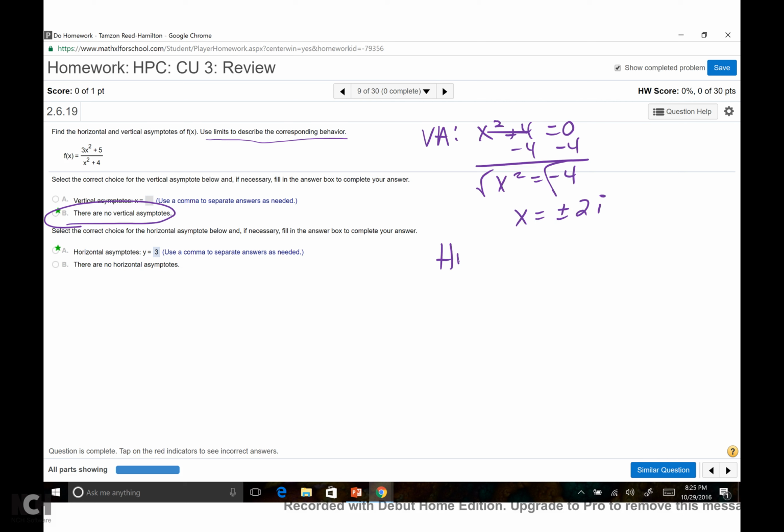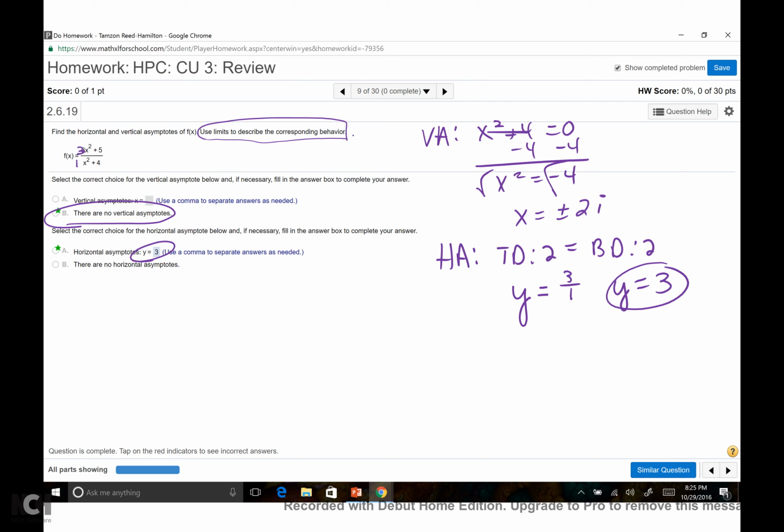Horizontal asymptotes, you look at degrees. My top degree is 2. My bottom degree is 2. It's a tie, so my horizontal asymptote is my top leading coefficient, which is 3, over my bottom leading coefficient, which is 1, which gives me a horizontal asymptote at y equals 3. Okay, and then again, I don't know if I just didn't scroll down, because it's saying use limits to describe, but that isn't on there.